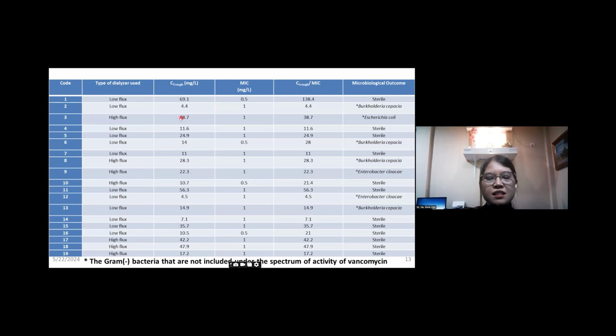In the third column, there is a wide dispersion, and C-trough value can be seen ranging from 4.4 milligram per liter to 69.1 milligram per liter. On accounting MIC value, 4 patients have MIC value of 0.5 and the rest of the patients have that of 1, showing that these gram-positive bacteria are sensitive to vancomycin. Regarding C-trough MIC value, a wide dispersion can also be seen as in C-trough level. Regarding microbiological outcome, 12 patients have derived blood culture and sensitivity results, and the rest of the patients are positive for gram-negative bacteria, which are not included under the spectrum of vancomycin's activity.